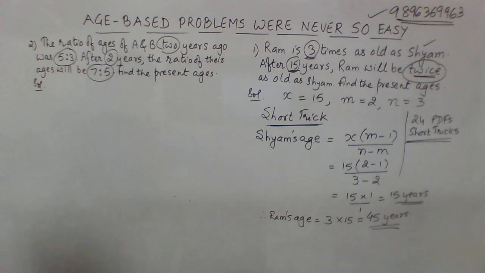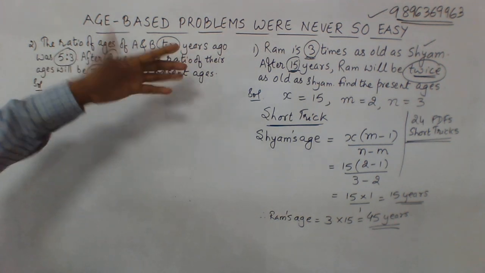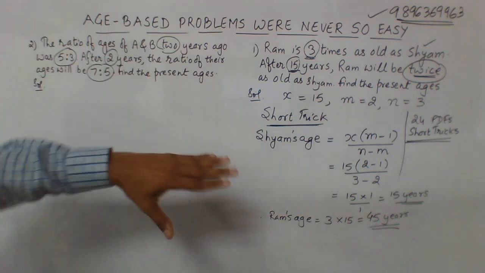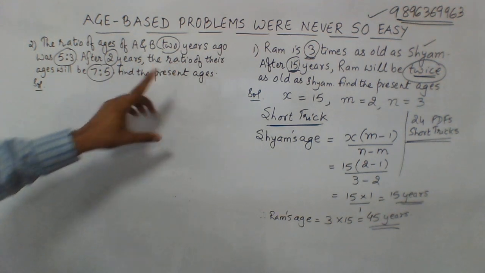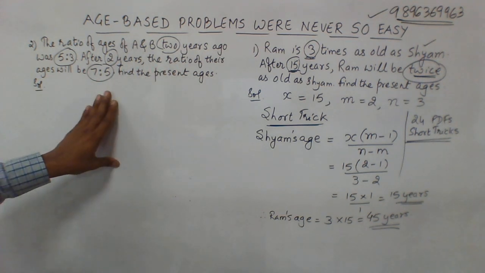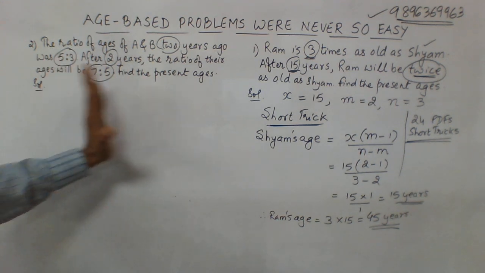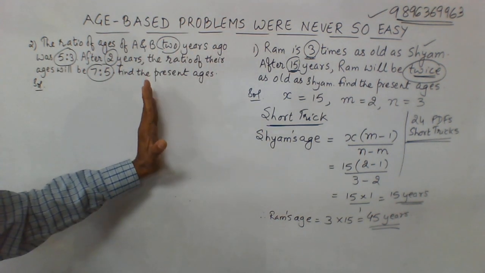The ratio of ages of A and B 2 years ago, that is in the past, was 5:3, and after 2 years, that is in the future, the ratio will become 7:5. So there is no condition in the present. One condition is in the past and one condition is in the future, and we have to find the present ages.